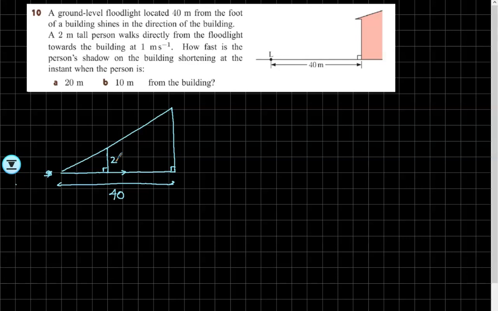So we've got similar triangles. Okay, he's walking towards the building at 1 meter per second, and I'm not really sure where I meant to put that, so we read on. How fast is the person's shadow on the building? Okay, so the shadow is here.